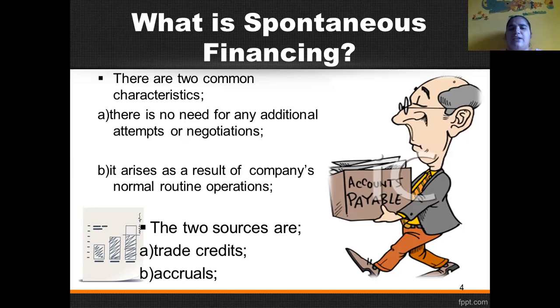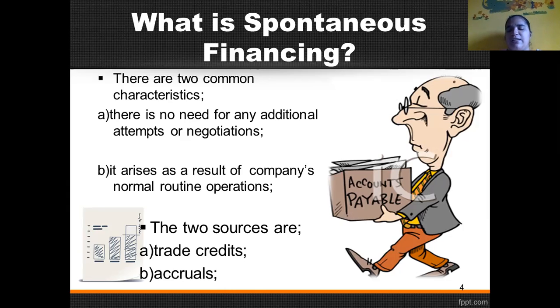Here in spontaneous finance, as the money amount is smaller and it is needed for day-to-day items, it depends upon how good your business is and how cordial your relations are with your suppliers. So there are no formal negotiations required. The second important characteristic is that it is a result of the company's routine operations. I want to buy raw materials, I have to pay the wages, and then I have to pay some bills and so on. We have two sources of spontaneous finance. One is trade credit, another is accruals.